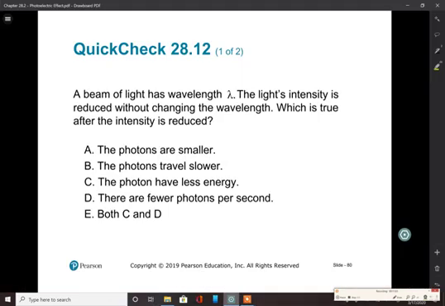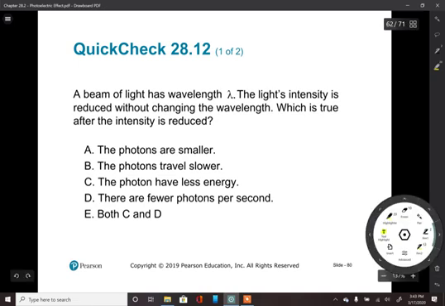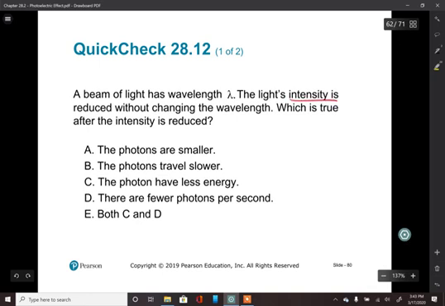So now we are looking at a change in intensity without changing the wavelength, and trying to describe what happens. So not officially a calculation, but a description. Intensity is reduced, not changing the wavelength. These first two statements are sort of illogical. Photons are packets of energy, but they're not packets of matter. So size doesn't even come into it. This is a nonsensical statement. So it can't be A.